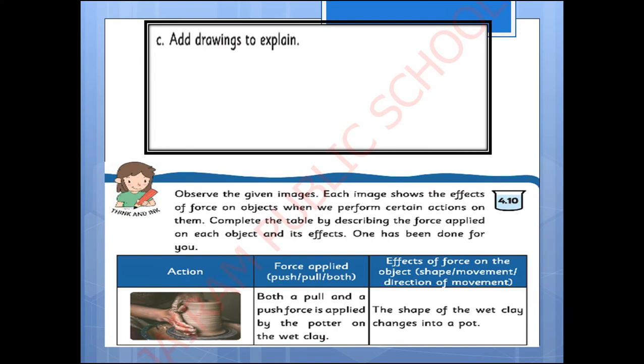The first picture given here is a man making a pot. So what is the force applied here? Both a pull and a push force are applied by the potter on the wet clay. So what will be the effect of force? The shape of the wet clay changes into a pot.